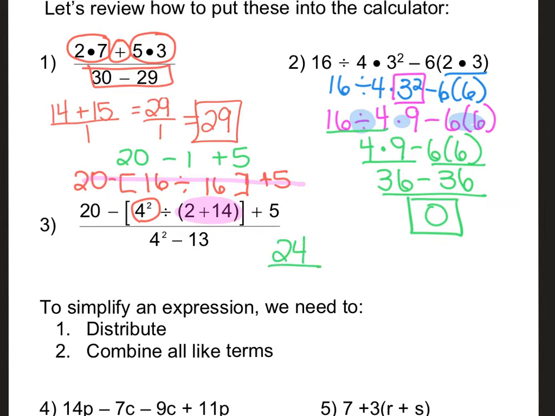Now I can go ahead and do the same order of operations down in my denominator. 4 squared is 16 minus 13. My denominator is 3. This can be simplified. If it can be simplified, simplify it. And so we know that 24 divided by 3 equals 8.